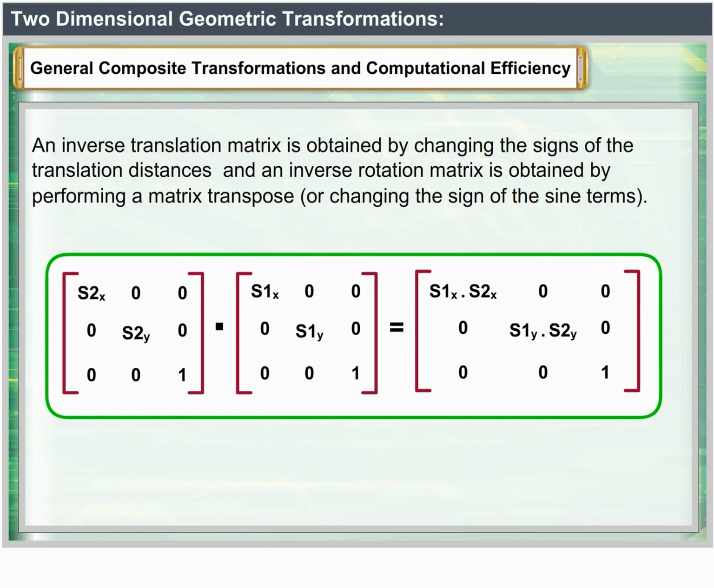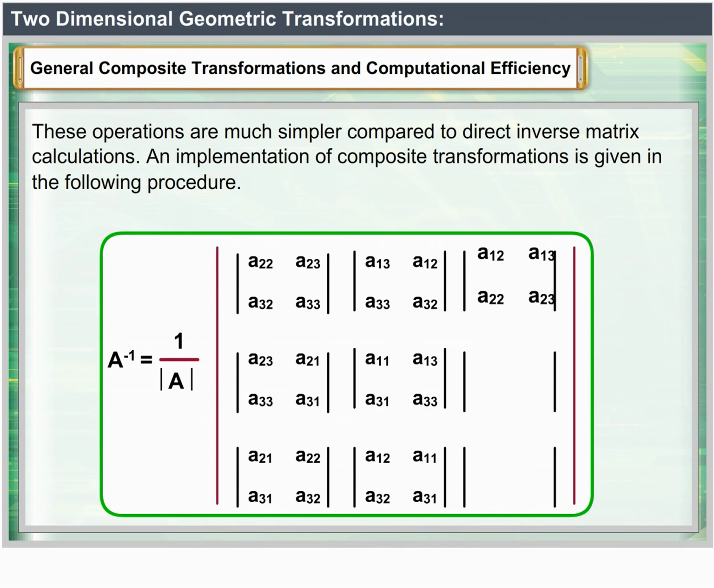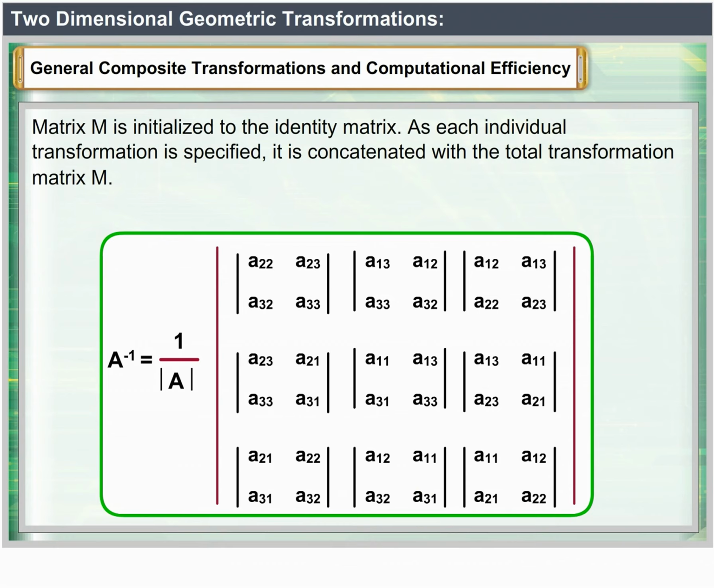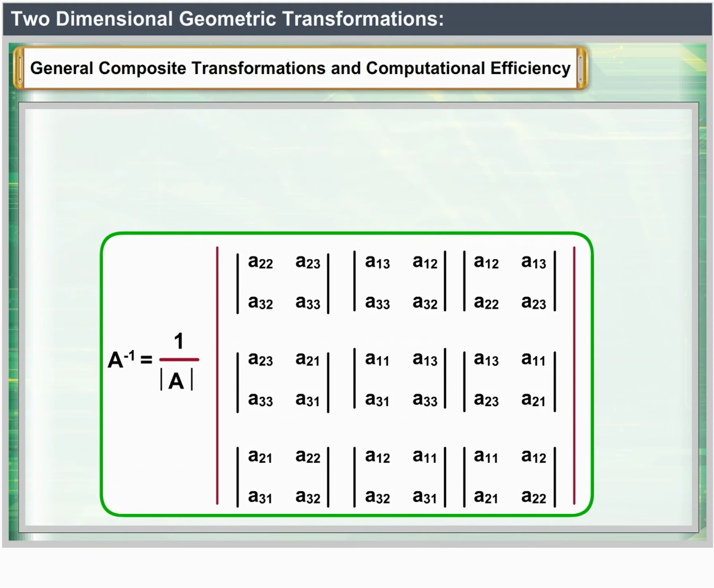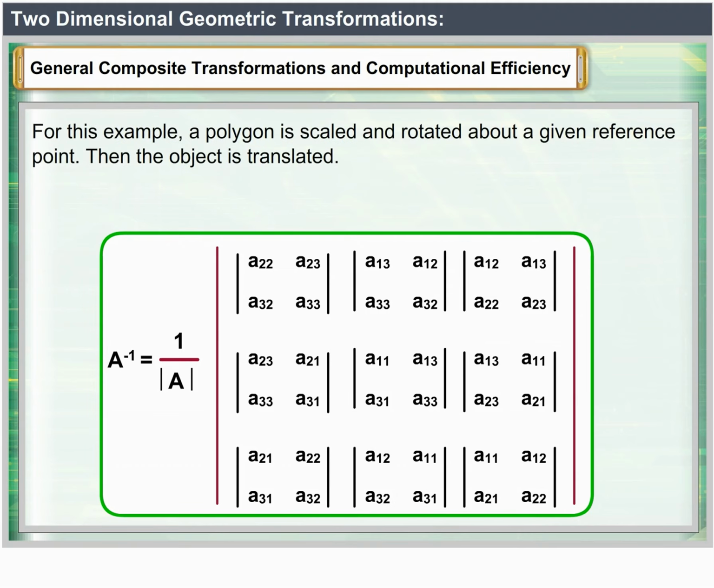An implementation of composite transformations is given in the following procedure. Matrix M is initialized to the identity matrix. As each individual transformation is specified, it is concatenated with the total transformation matrix M. When all transformations have been specified, this composite transformation is applied to a given object. For this example, a polygon is scaled and rotated about a given reference point. Then the object is translated. This figure shows the original and final positions of the polygon transformed by this sequence, as shown below.